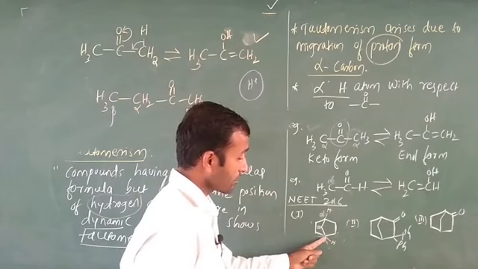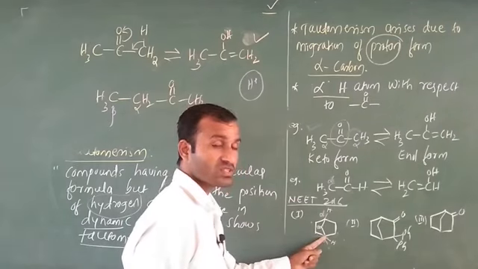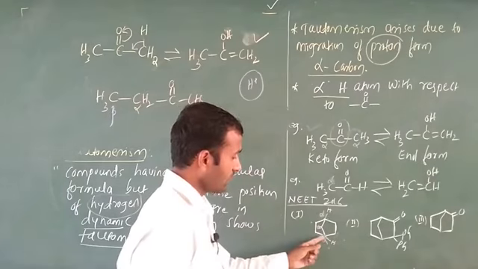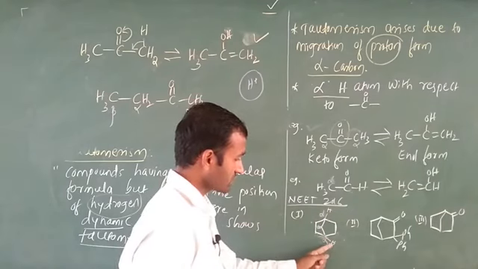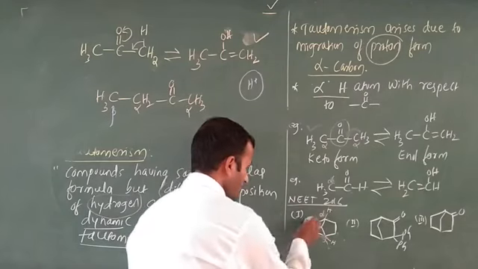In this case, this is a bridge. We call it a what? Bridge. This is a bridge carbon. There is a formation of what? Carbocation. This carbocation is an unstable carbocation. Bridgehead carbocation is an unstable carbocation. That is why this hydrogen will not undergo migration. That is why this does not undergo tautomerism.